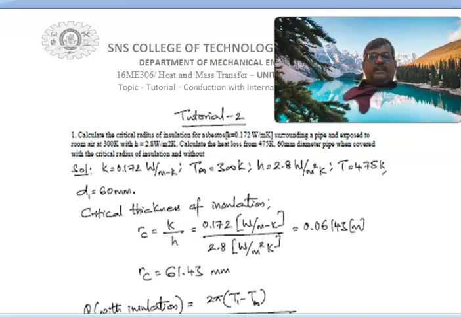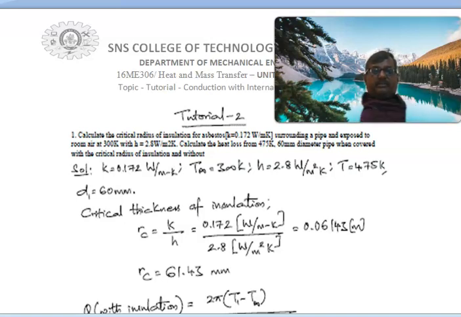Now let me see a numerical problem. The problem given is: calculate the critical radius of insulation for asbestos having thermal conductivity 0.172 watts per meter Kelvin, surrounding a pipe and exposed to room air at 300 Kelvin with heat transfer coefficient h equal to 2.8 watts per meter squared Kelvin. Calculate the heat loss from a 475 Kelvin, 60 mm diameter pipe when covered with the critical radius of insulation and without it.